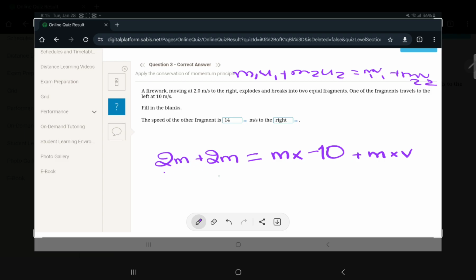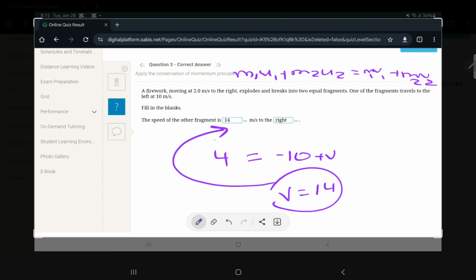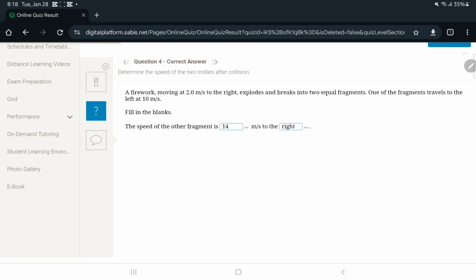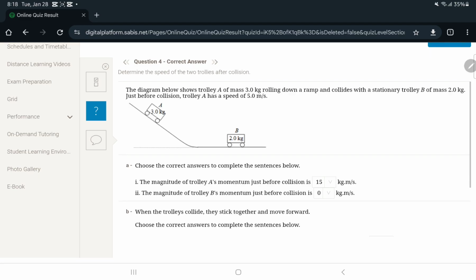Now since we kept these two separate and we did not add them together, we can divide by m on all sides. There's no need to divide by m, it will just instantly all cancel out. So now we're left with numbers. 2 plus 2 is 4. So then we're left with negative 10 plus v. And then v is equal to 14. So we have 14, and since it's positive and we chose the right to be positive, we will get right. You can even choose left to be positive, but again, as in question number 1, you will still always get the same answer.